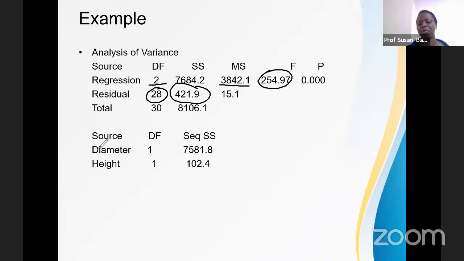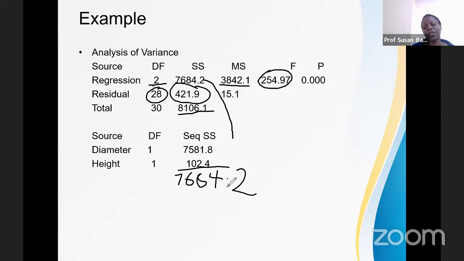Down here, we have what we call sequential sums of squares. It shows you the contribution of each of the independent variables towards the regression sums of squares. I beg your pardon. So this value here, the regression sums of squares, when you add these two, you get this value, the regression sums of squares of 7,684.2. So if we add here, we are going to get 7,684.2. So that gives us the total sequential sums of squares.